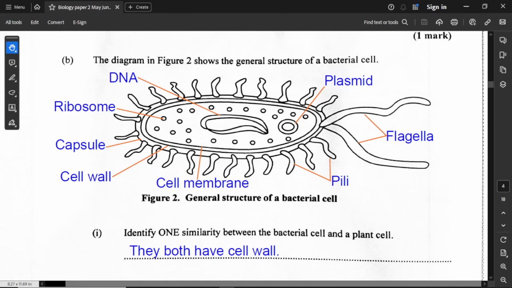We have our flagella, flagellum for singular. We have pili, and pilus will be singular. We have our plasmid. We have our DNA, and you can actually label it as circular DNA. We have our ribosomes. We have our capsule, which is the outermost layer. We have our cell wall and cell membrane.